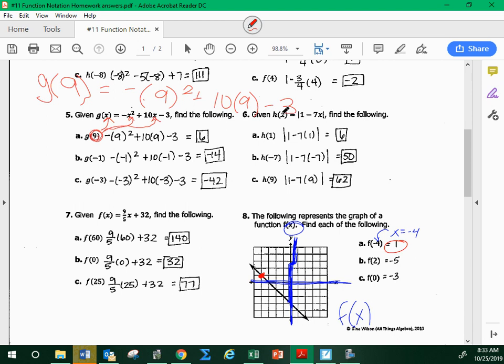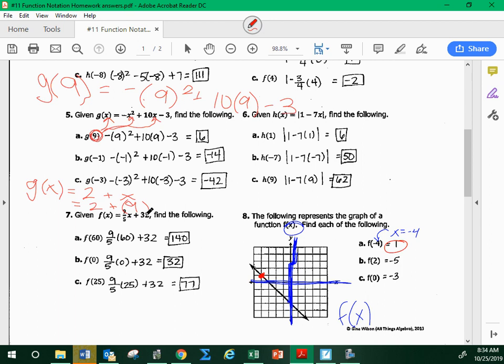The time in which it might not make as much of a difference is if we had, say, g of x equals 2 plus x. You don't really need parentheses when you put 9 in there. It would just be 2 plus 9. But if you put parentheses around there, we have adding, so we know we're adding, not multiplying. So it's okay if you put the parentheses.